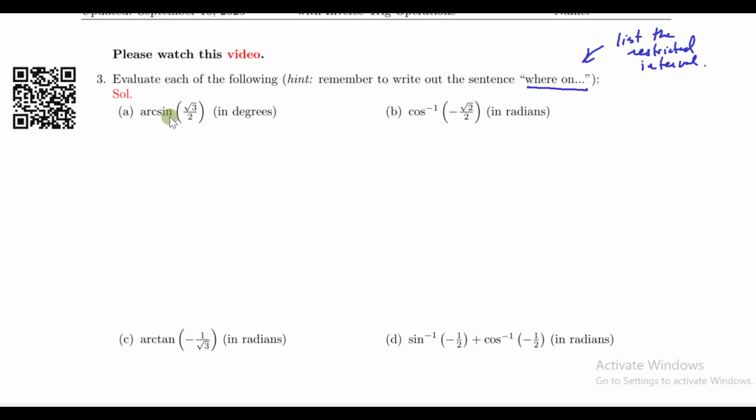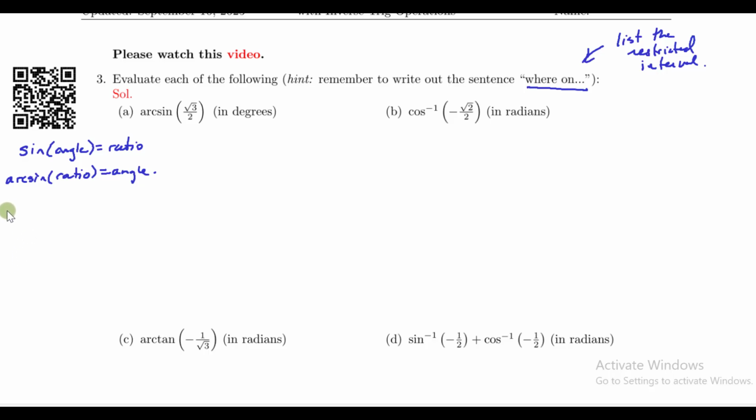So when I'm asked this question right here, we're trying to evaluate the arc sine of the square root of 3 over 2, and the answer should come out in degrees. Well, let's first just remind ourselves what the arc sine does. As a reminder, when we take the sine of an angle, it returns a ratio. And so when we take the arc sine of a ratio, it should return an angle. Okay? That's the first thing.